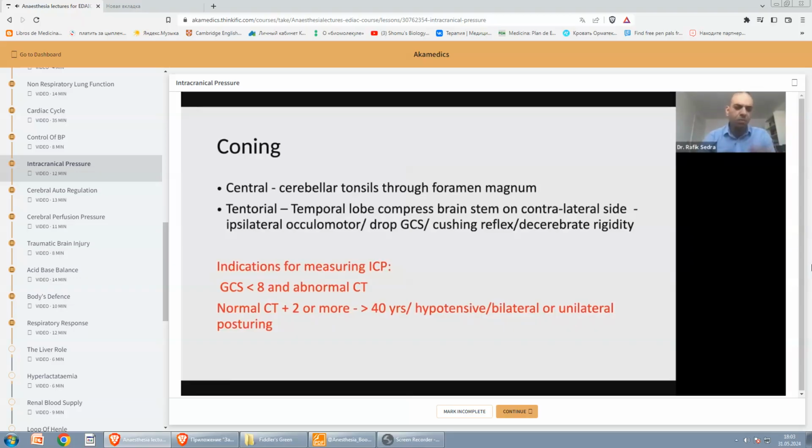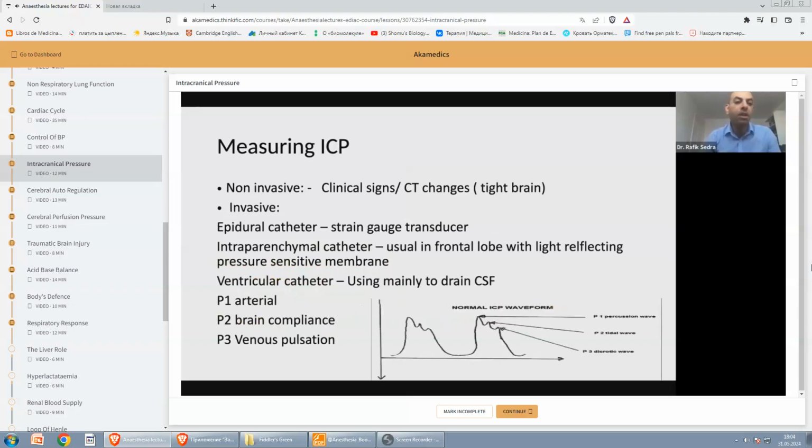This moves us to the indications for measuring ICP. How to measure the ICP, we'll talk about later, but what are the indications? If you have a patient with a dropping GCS and an abnormal CT brain, which means you can see bleeding on the scan, or a normal CT plus two or more of these: the patient is more than 40 years old, the patient is becoming hypertensive, and bilateral or unilateral posturing as well. That's basically from our NICE guidelines.